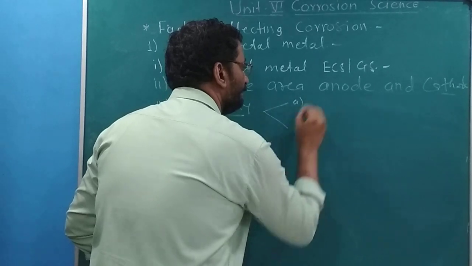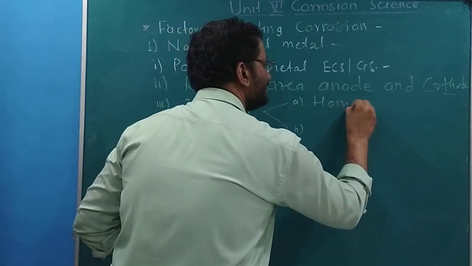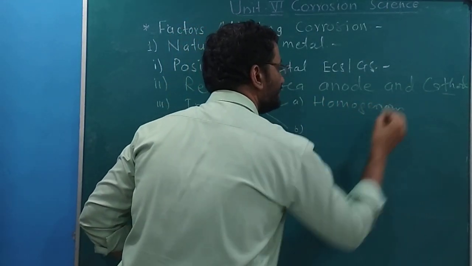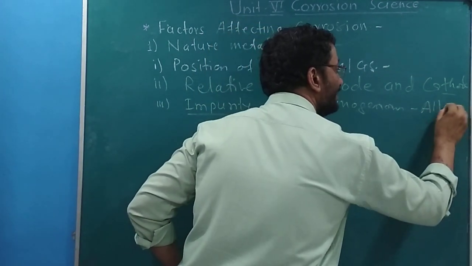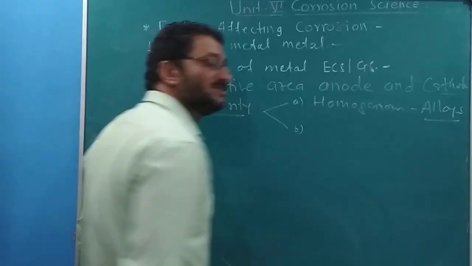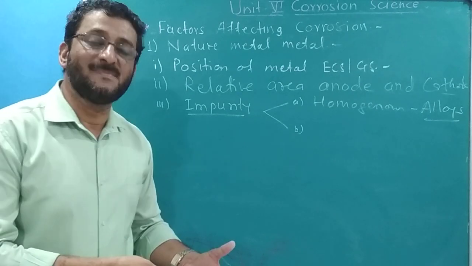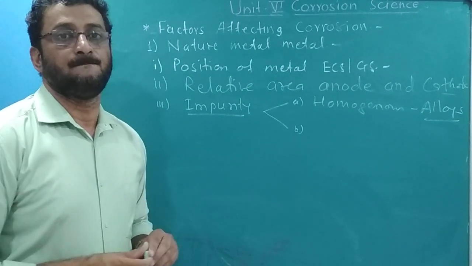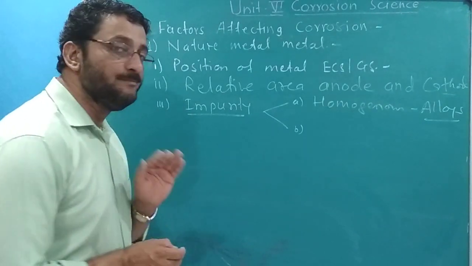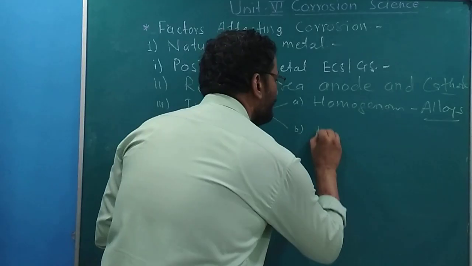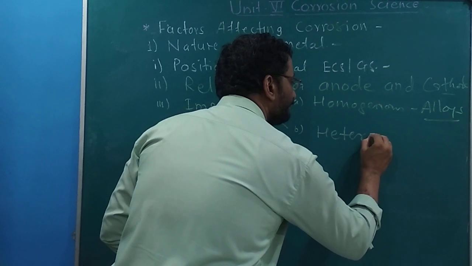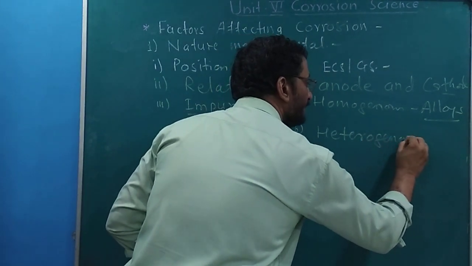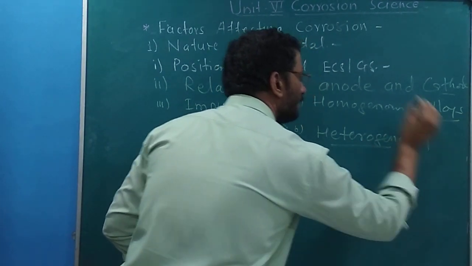This impurity may form a homogeneous system. Examples are alloys. Alloys show high resistance to corrosion. One purpose of making an alloy is corrosion resistance. But an alloy is an impurity in the crystal, an impurity in the metal. But if the impurity is forming a heterogeneous system, then there is a rapid rate of corrosion.